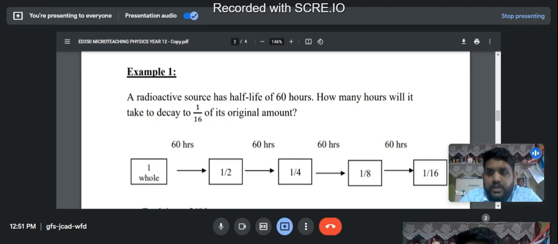Now, example 1: a radioactive source has a half-life of 60 hours. How many hours will it take to decay to 1 over 16 of its original amount? That means we should start from a whole value and then stop at 1 over 16. This much should be remaining, 1 over 16. Let's see how many hours it will take.